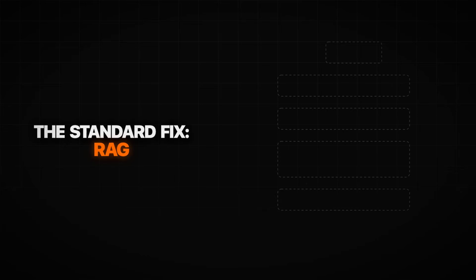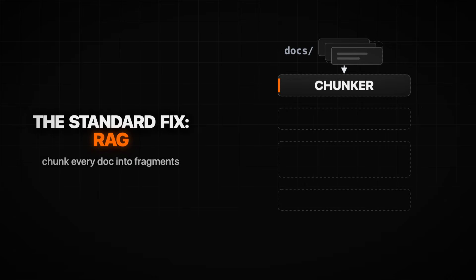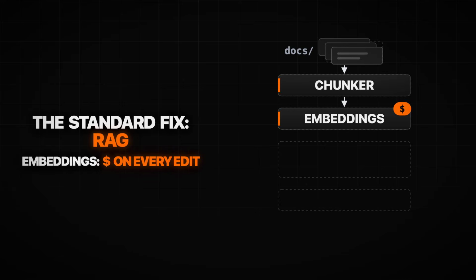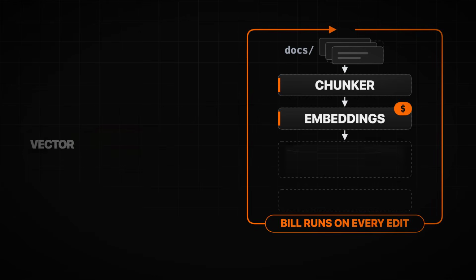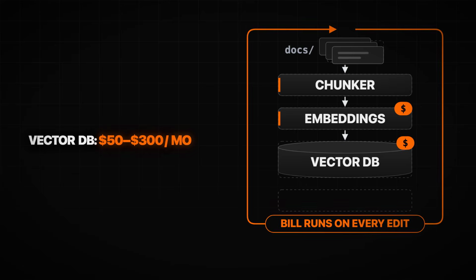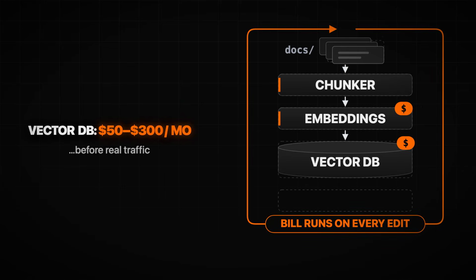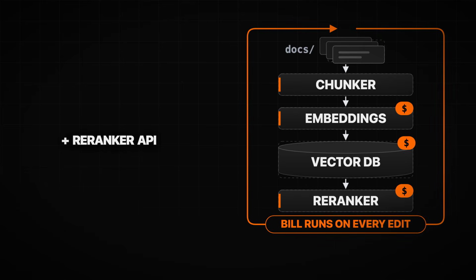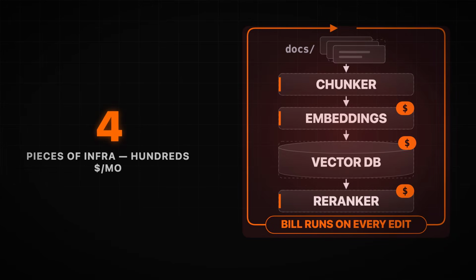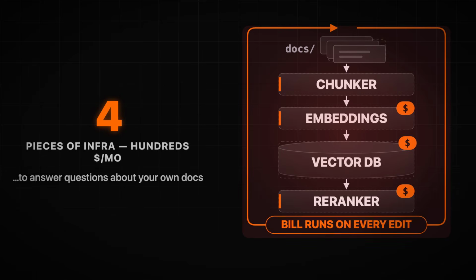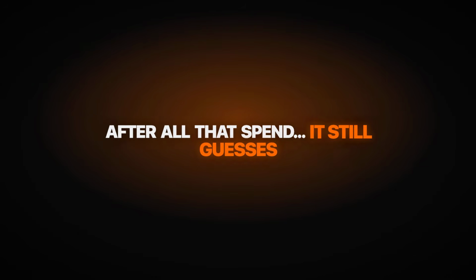The standard fix is RAG, so let's price it honestly. You chunk every document into fragments. You pay an embedding model to vectorize each one, and that bill runs again every time someone edits a doc. You stand up a managed vector database, 50 to a few hundred a month before real traffic. Retrieval keeps missing, so you bolt on a re-ranker, another API line item, and an engineer babysits the whole pipeline. 4 pieces of infrastructure, hundreds of dollars a month, to answer questions about your own documentation. And after all that spend, it still guesses.